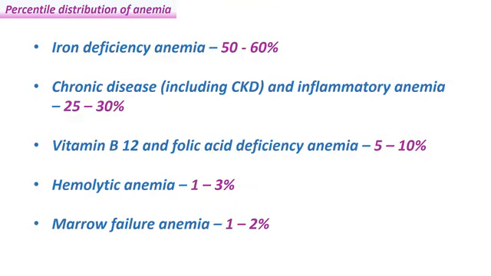The distribution of anemia. Iron deficiency anemia, commonest, 50 to 60% of the total. Next common is the chronic disease including CKD and inflammatory anemia, 25 to 30%. Vitamin B12 and folic acid deficiency anemia, 5 to 10%. Hemolytic anemia, 1 to 3%. Marrow failure anemia, 1 to 2%.